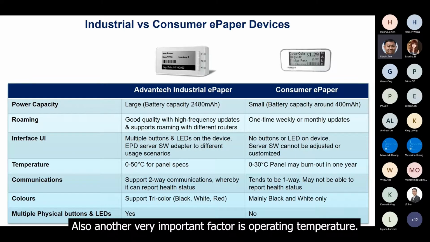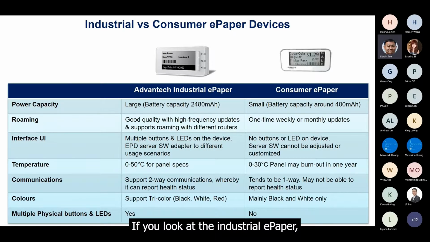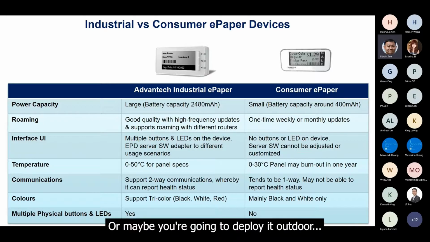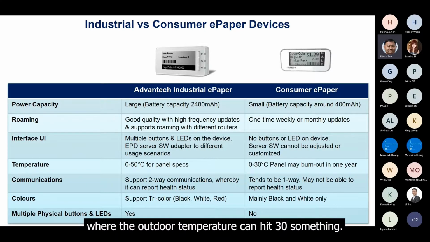Another very important factor is operating temperature. If you look at the industrial ePaper, it can go all the way up to 50 degrees Celsius. This is very useful if you're in a non-air-conditioned environment, or maybe you're going to deploy outdoors, where the outdoor temperature can hit 30-something. Whereas a consumer one is typically up to 30 degrees Celsius.